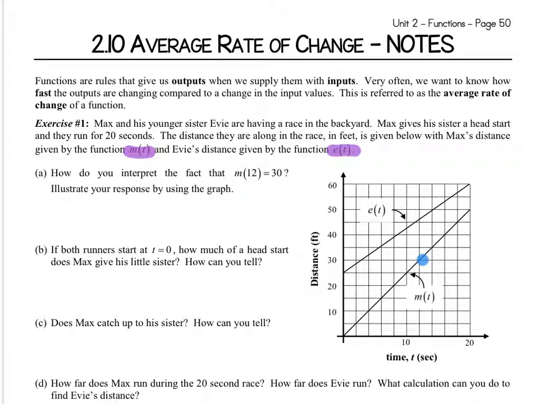You have to be careful as well because the scale is a little bit different for each of the 2 axes. So notice how each grid mark is equivalent to 5 feet for the y, and for the time it's 2, 4, 6, 8, 10, so 2 seconds for every one of the grid lines. That's how I can pick that point. So what does this mean? Well, this means that after 12 seconds, Max has run 30 feet.